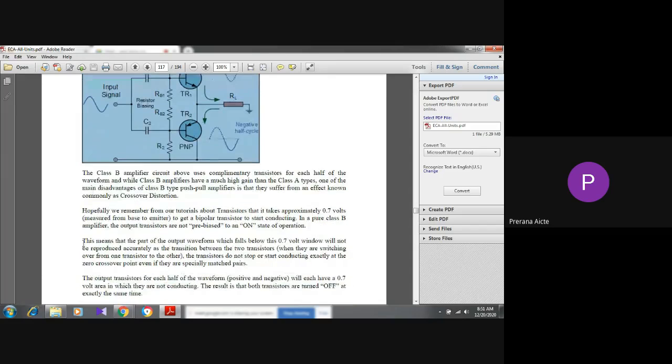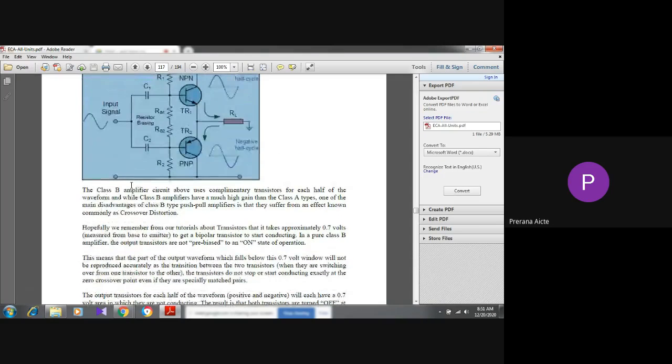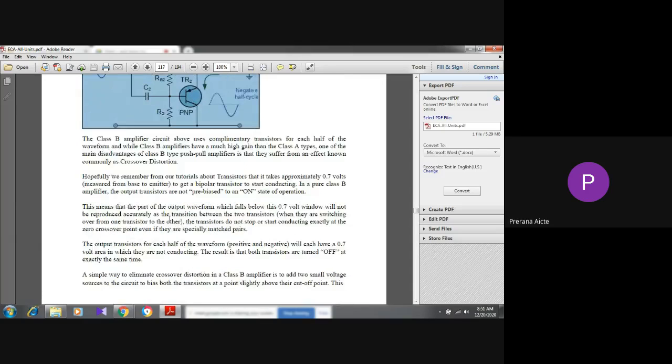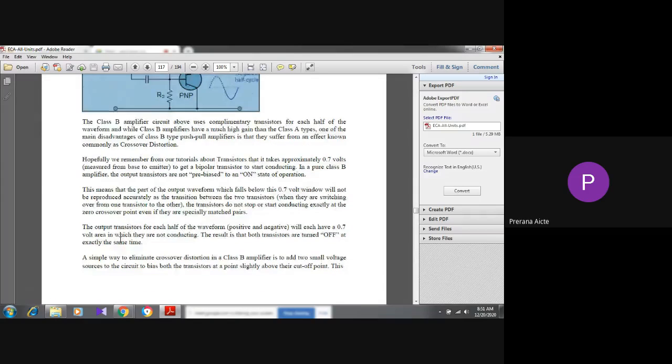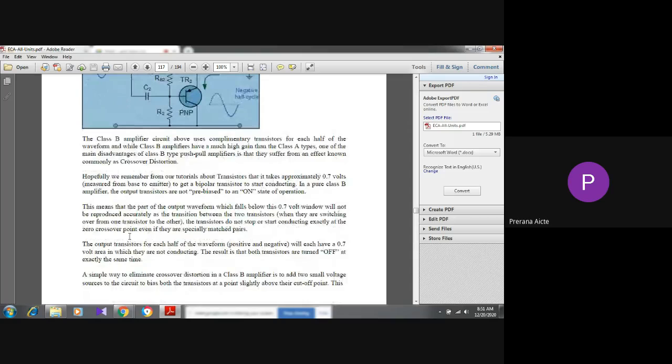Read this theory. Whatever I have explained about the operation, the same points are replicated here. So go through these points for a few seconds. Just see the figure and parallelly read these points.